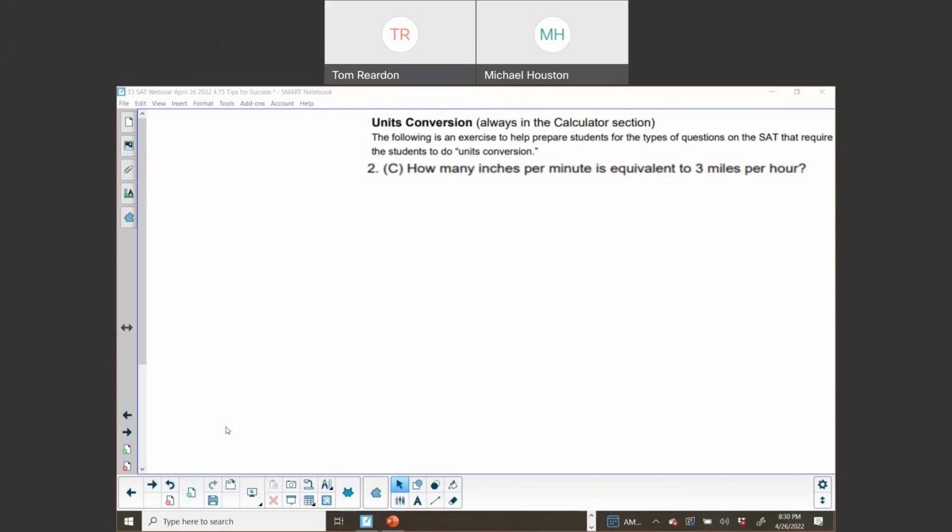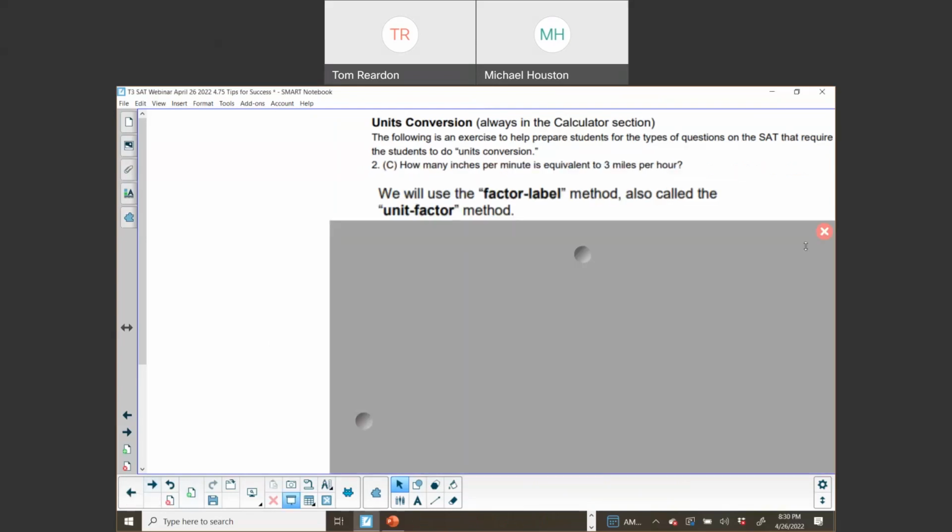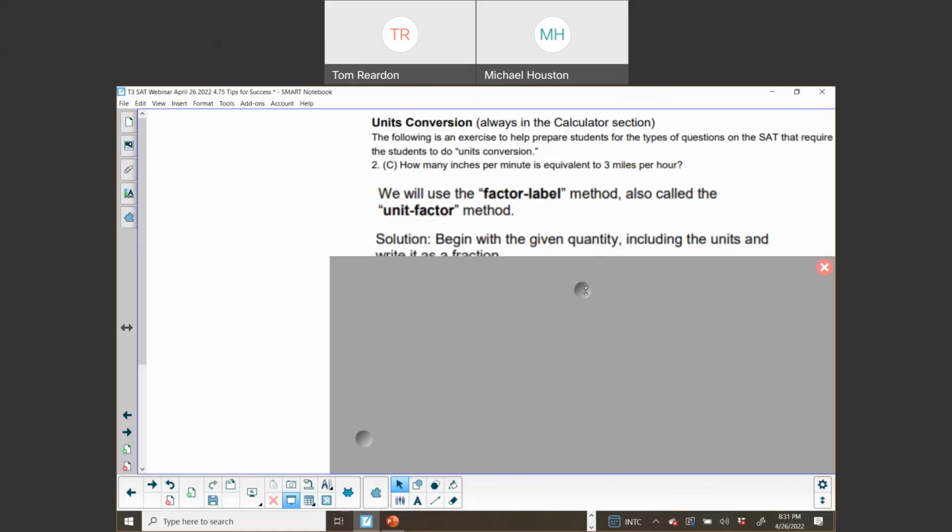All right, about 5 seconds. All right, so for this one here, we're going to use what's sometimes called the factor label method or the unit factor method. If you do this method, your science teachers, especially your physics and chemistry teachers, will love you for this because this is pretty much how most of them teach it. Now, there are some kids who can do these types of questions logically, and as long as they're correct, I'm fine with that. But this is kind of a procedure that works pretty well.